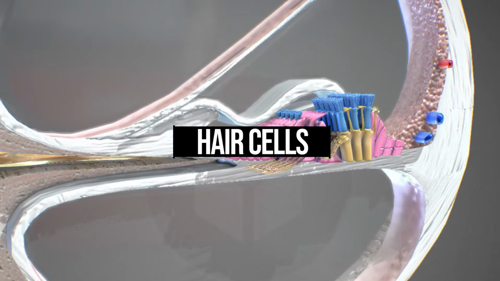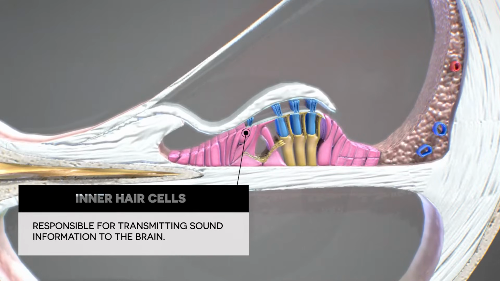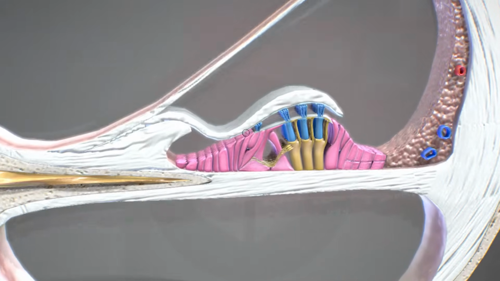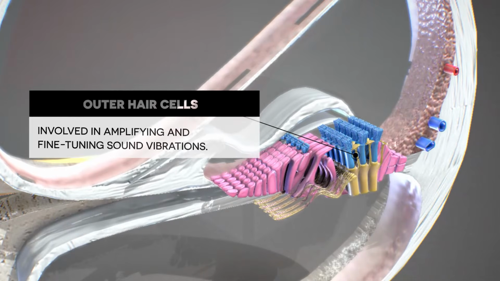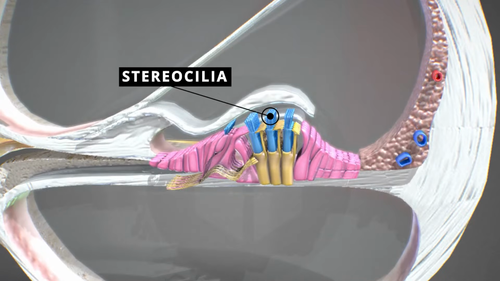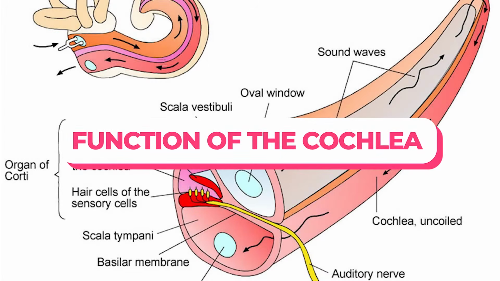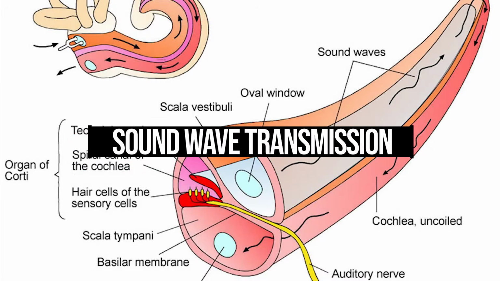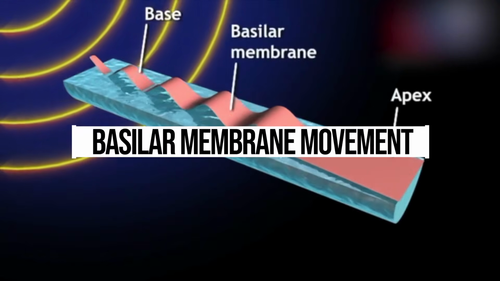Hair cells. There are two types of hair cells: inner hair cells, responsible for transmitting sound information to the brain, and outer hair cells, involved in amplifying and fine-tuning sound vibrations. The hair cells have tiny projections called stereocilia that protrude into the endolymph. Function of the cochlea. Sound wave transmission. Sound vibrations enter the cochlea via the oval window, causing movement in the perilymph of the scala vestibuli. Basilar membrane movement.